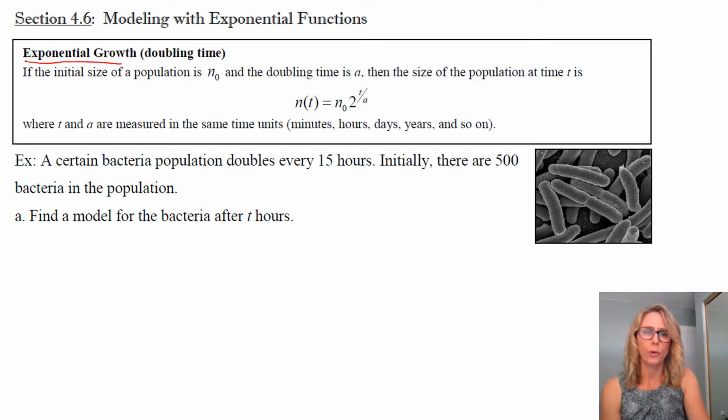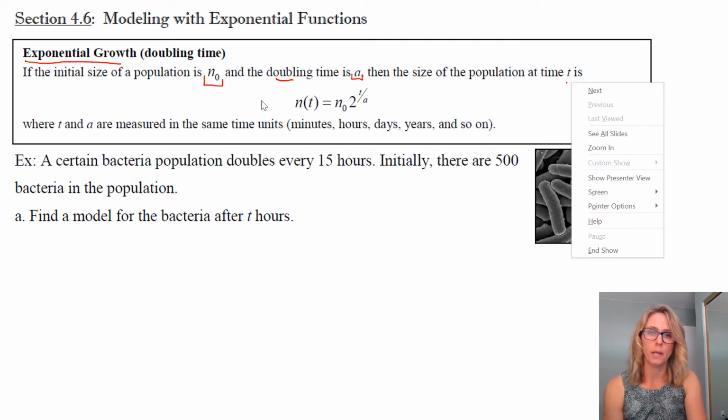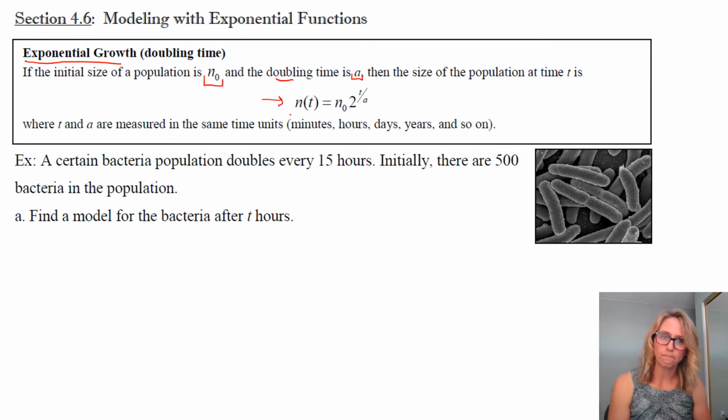And this is when the growth has something to do with the time it takes to double some sort of population. So we're given some notation here. Our initial population is n naught. We're being told that if we're given some information about how long the doubling time is, that's going to be a. And then the size of population at time t is this formula right here. And then we just have to pay attention to make sure that we have what the units are on the time, because it might take minutes to double, it might take hours, it might take days, it might take years.